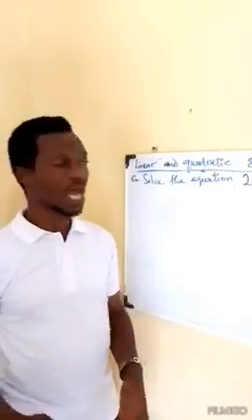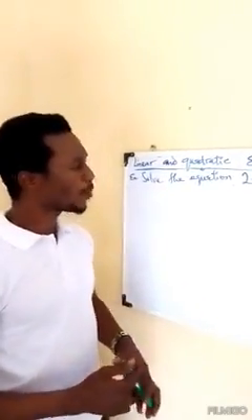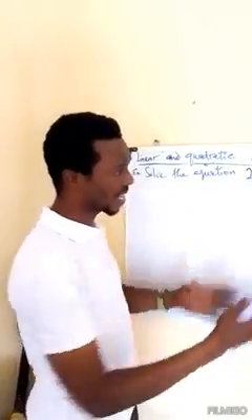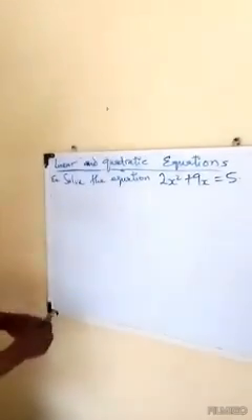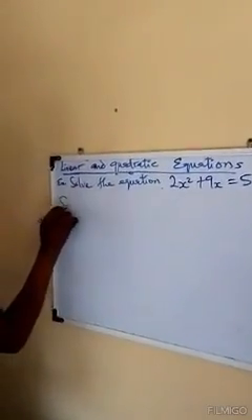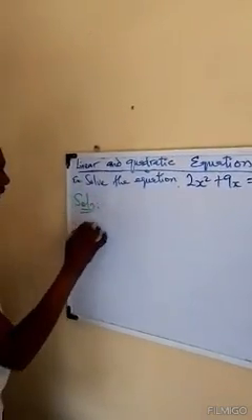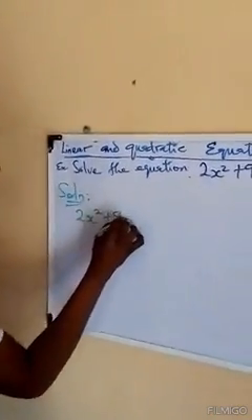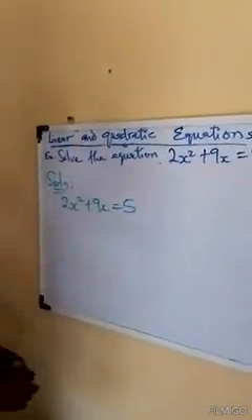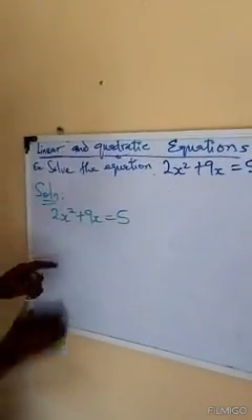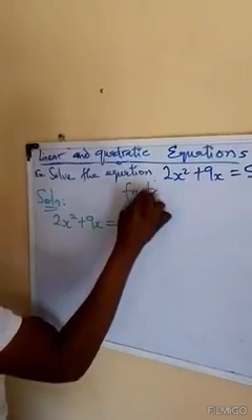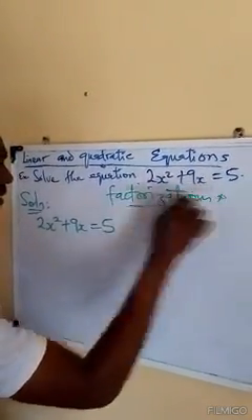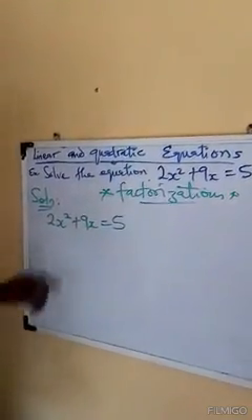But this very afternoon, I'm going to be teaching you how you can apply the factorization method to factorize this very case. Follow me, watch. Look at it. We have 2x squared plus 9x equal to 5. I'm going to apply the factorization method in solving this case. Okay, now watch the way I'm going to factor this.